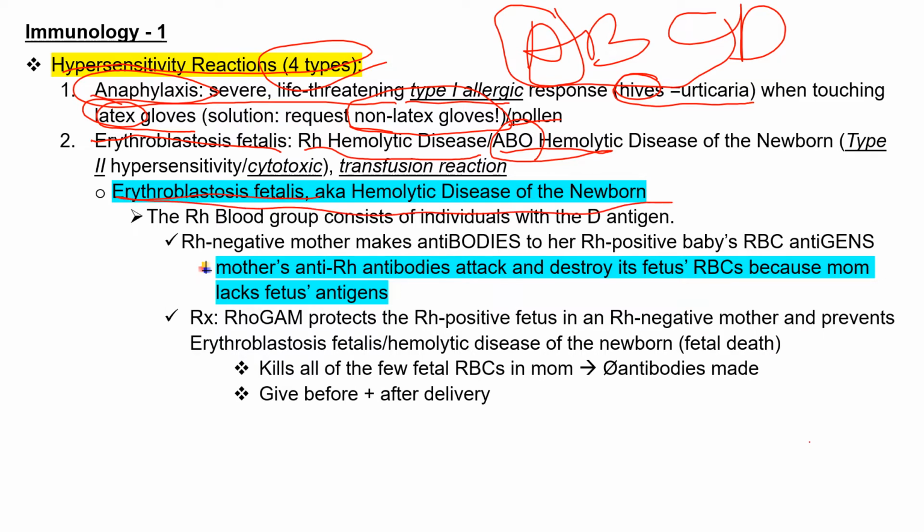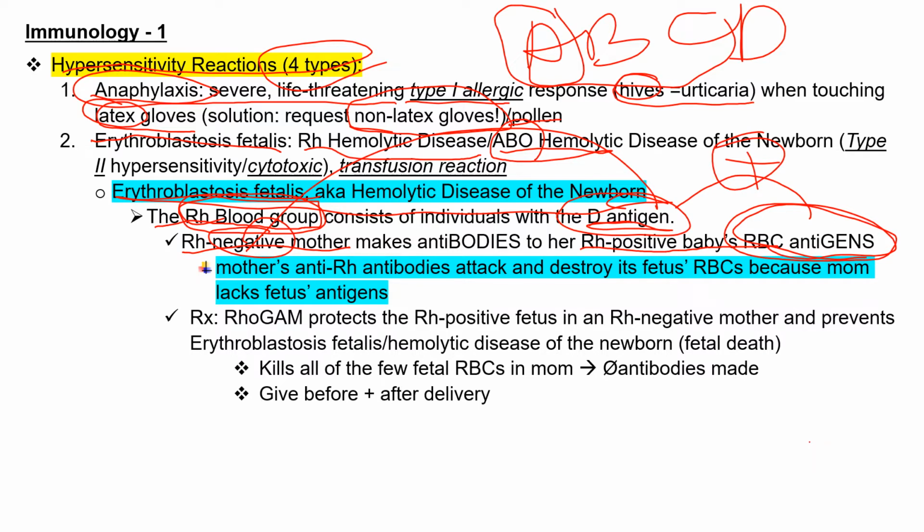What happens here is that we have the so-called D antigen, which is present on the surface of the red blood cells. And basically, we just say cells that have the D antigen are a part of the Rh blood group. All right, so you can be either positive or you can be negative for this D antigen. If an Rh negative mother, she doesn't have this D antigen, sees her baby's blood and the baby is Rh positive, that means baby has RBCs with D antigens.